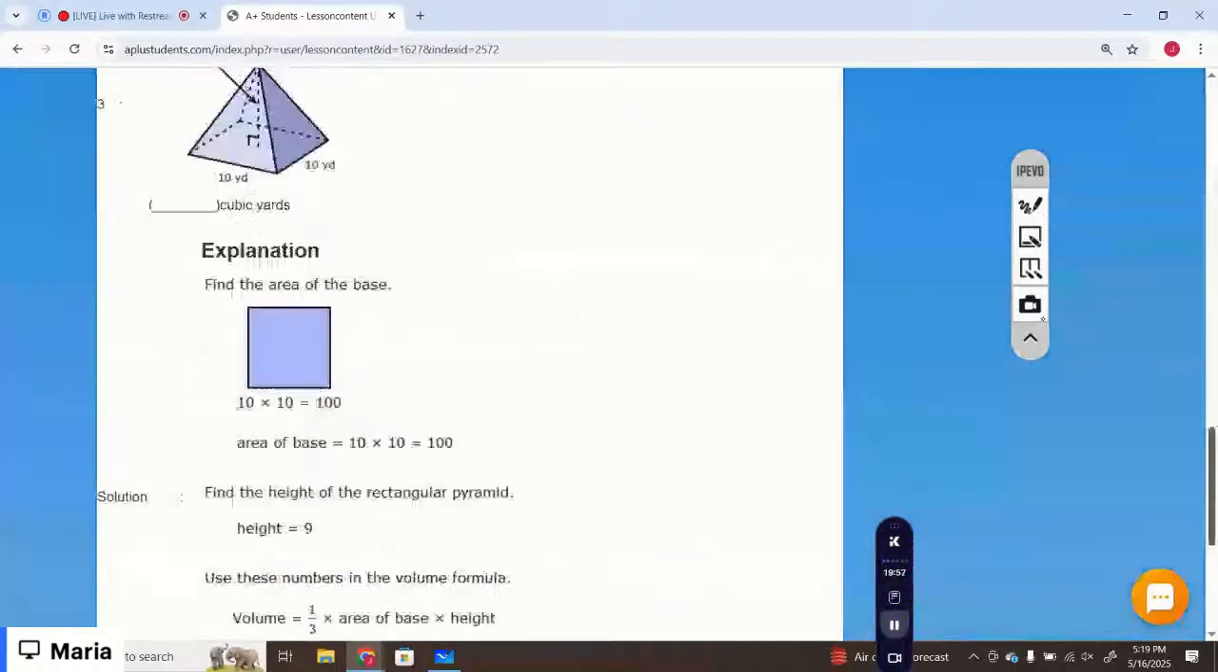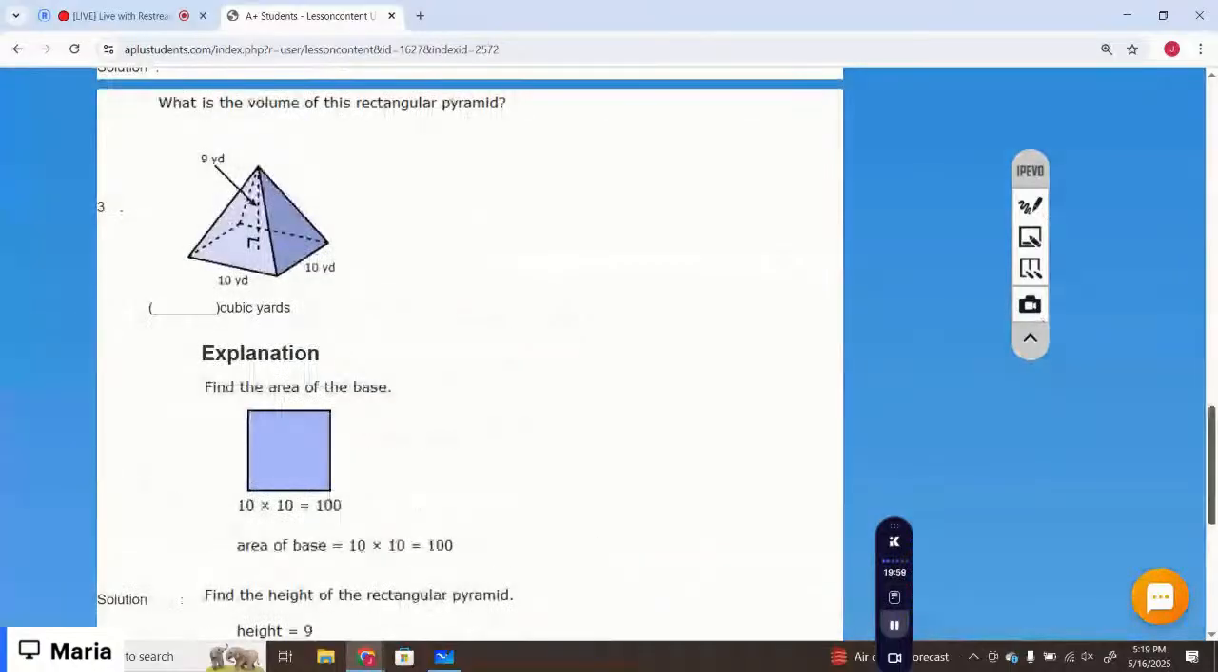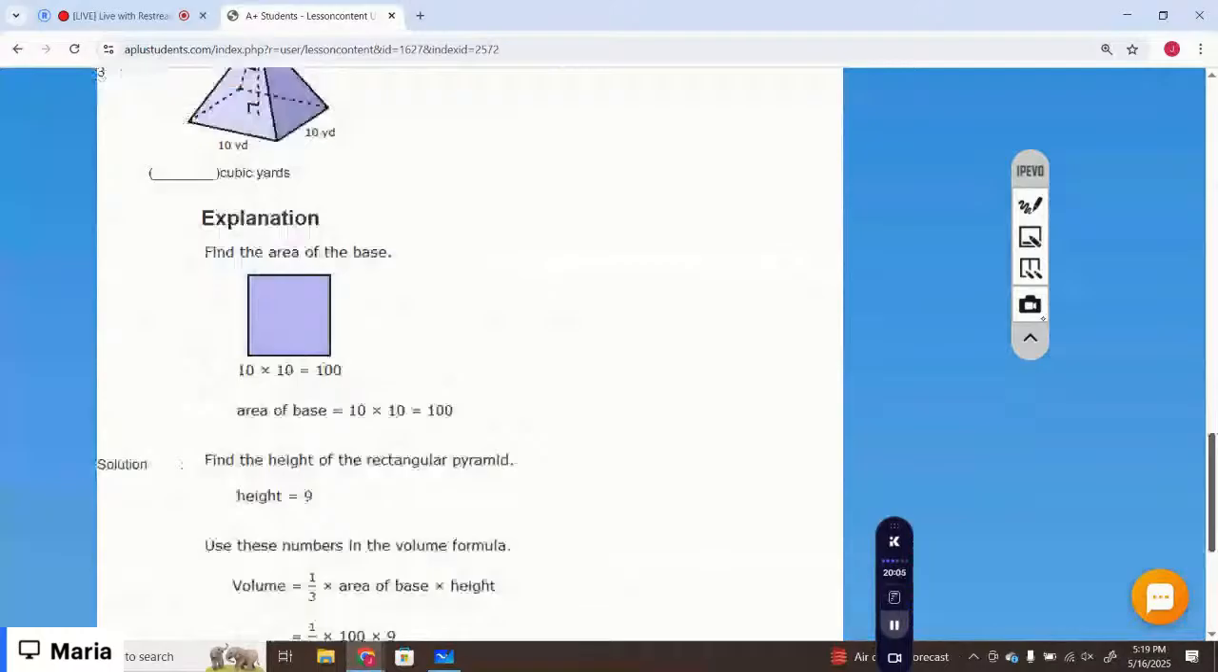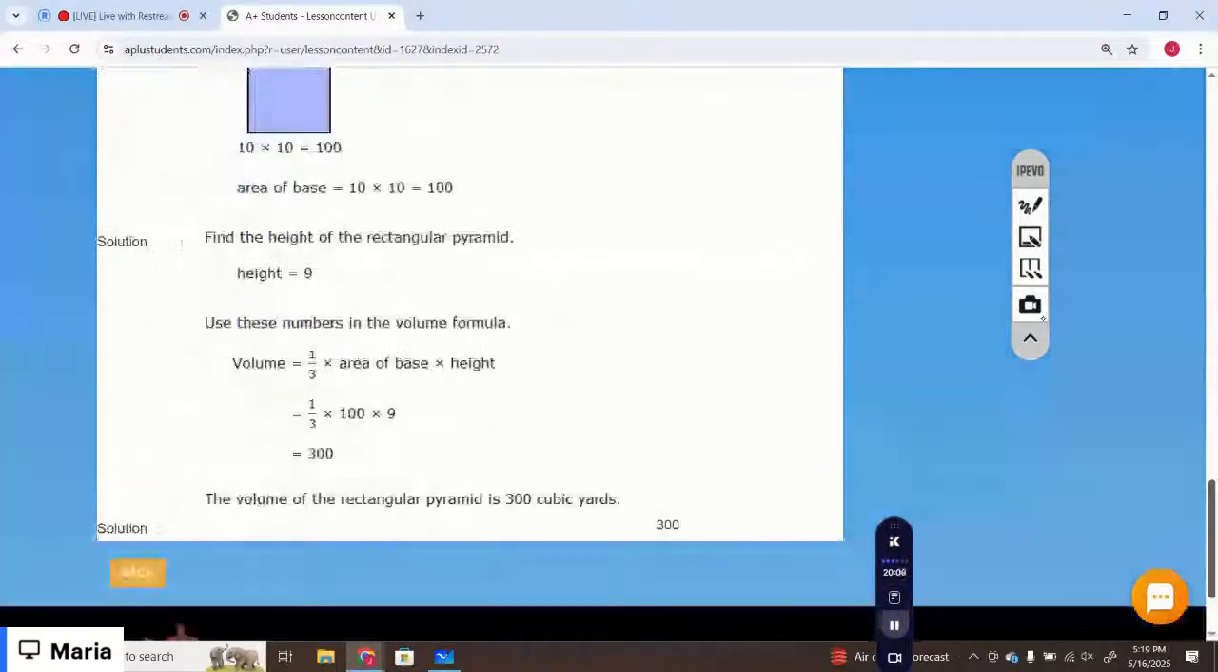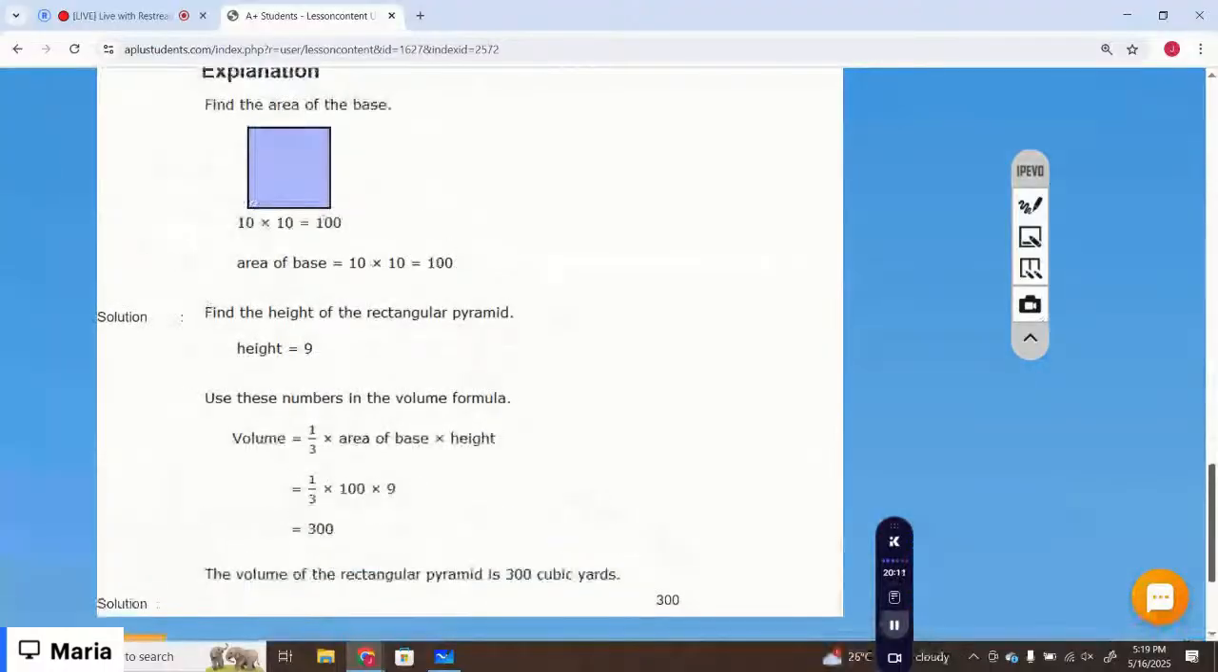Okay, the next one is what is the volume of the rectangular pyramid? So the base is a square. So calculate the area of base, that is 100. Then we have four triangular faces over there. Calculating the volume, that is 1 by 3 area of base times height.